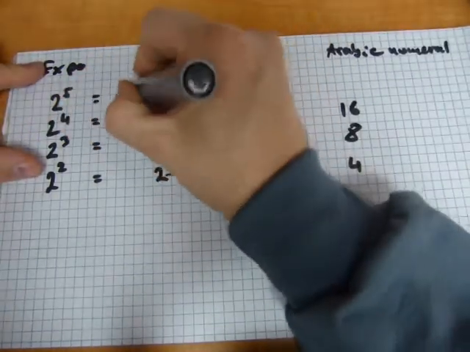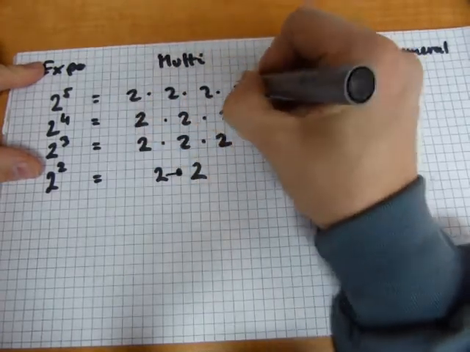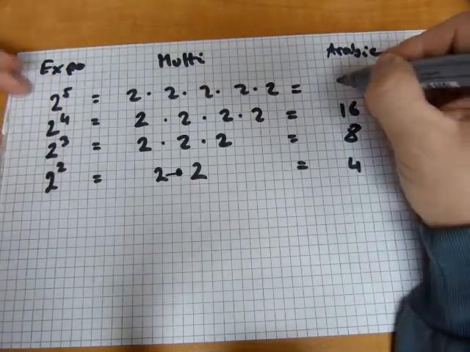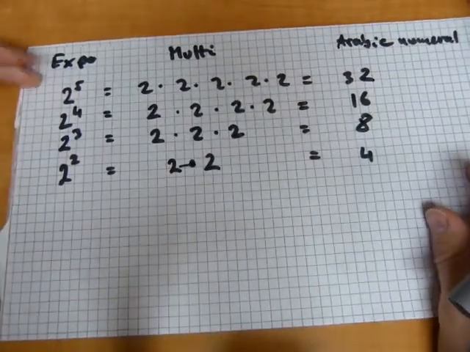And the last one, 2 is written down 5 times because 5 is the exponent number there, and of course it's the same number as 32.